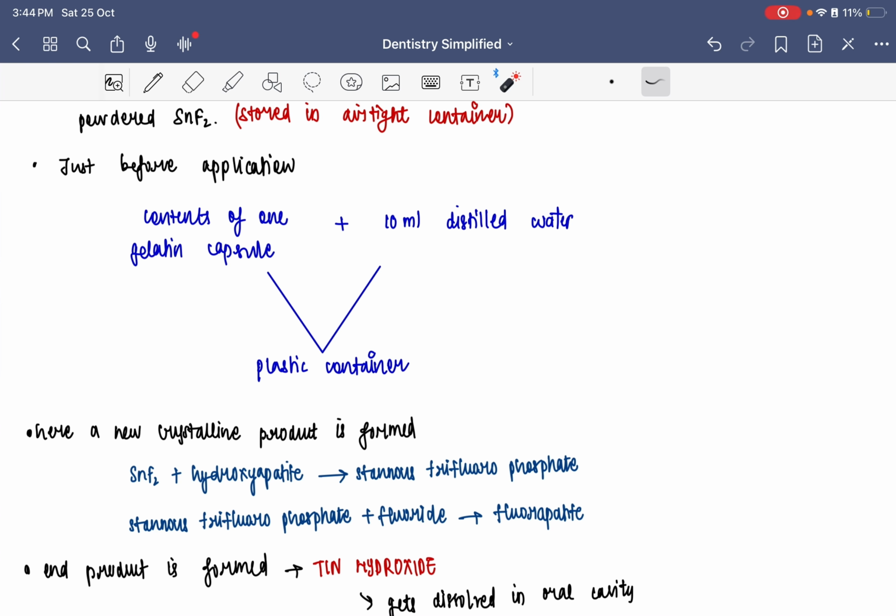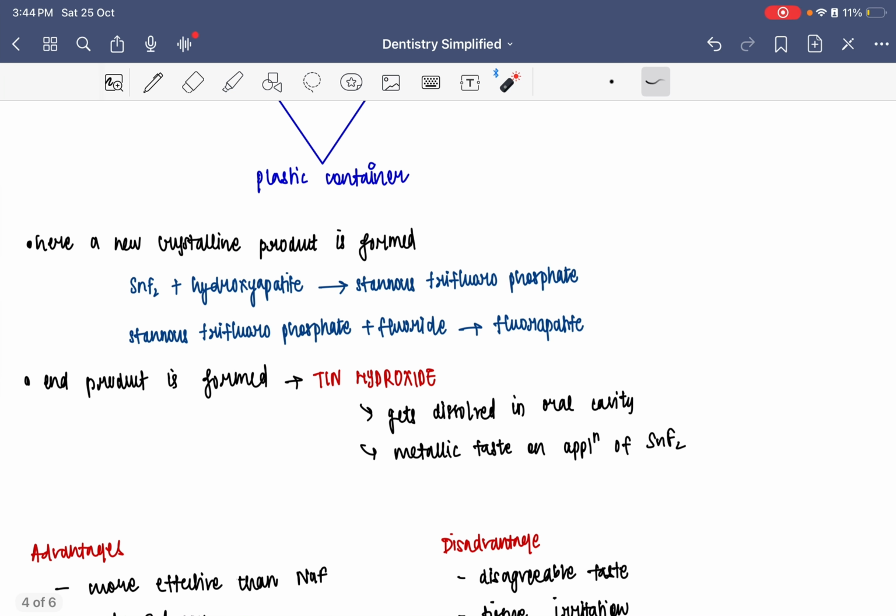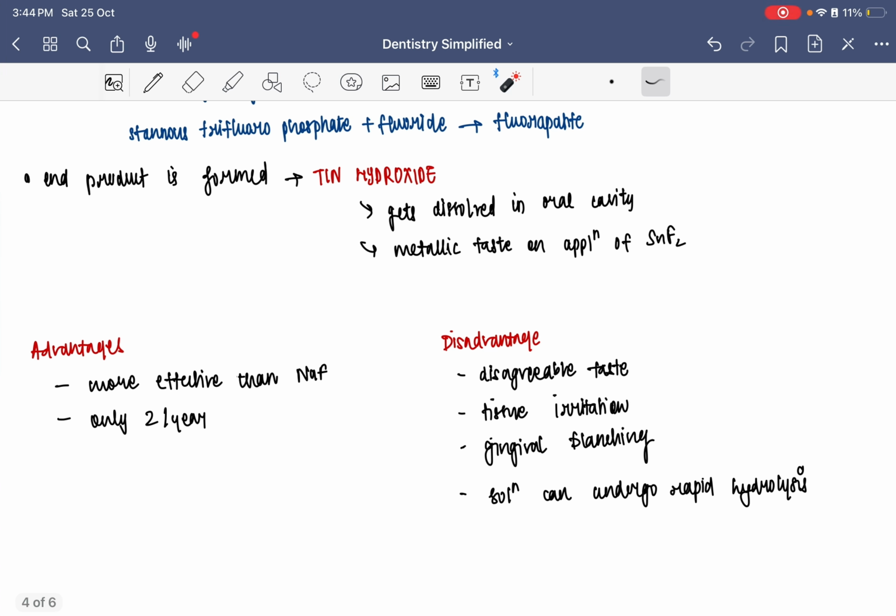What is done? We take the contents of 1 gelatin capsule and mix it with 10 ml distilled water in a plastic container. Here, a new crystalline product is formed: stannous fluoride will react with hydroxyapatite and form stannous trifluorophosphate. This stannous trifluorophosphate will react with further fluoride and form fluorapatite, which is a very good compound in preventing caries. They have anti-cariogenic properties. The end product that is formed is tin hydroxide. This will get dissolved in the oral cavity and it gives a metallic taste on application.